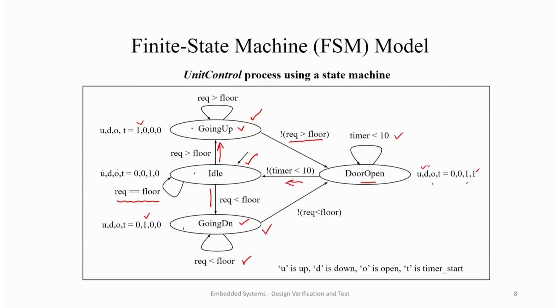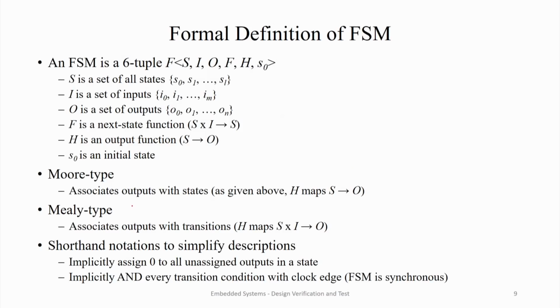In this idle state the door will still remain open until the requested floor and the current floor are the same. Again, when the requested floor becomes different, based on what the request resolver has told you, the FSM again moves to either going up or going down. Now, this was an informal definition of how the FSM model works, of how you specify a behavior using the FSM model.